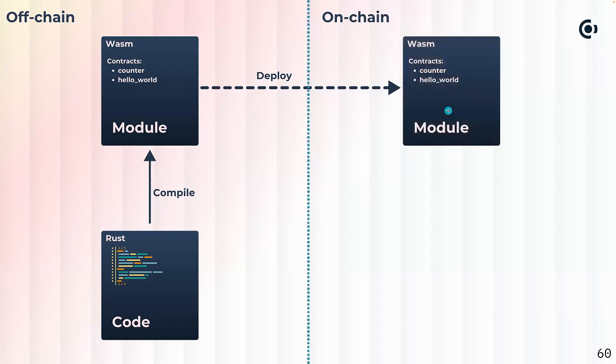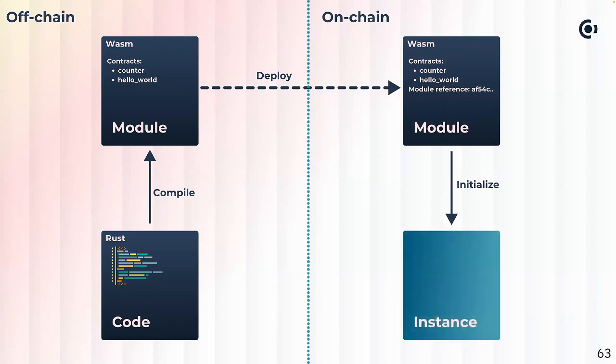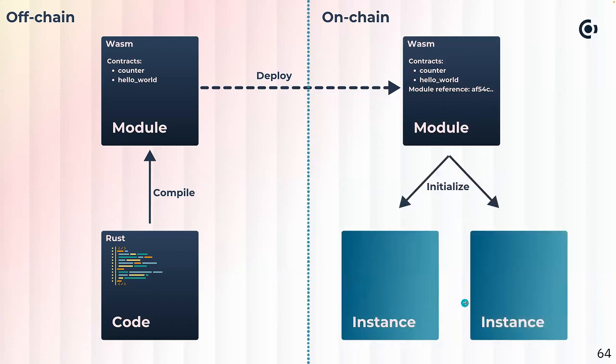So you deploy the module onto the chain, and then it gets a module reference, which you can identify it by, which is a hash of its contents. And then from there, you can initialize one or more instances from this contract. So you can initialize as many as you want. And this makes sense for a lot of different types of contracts. For example, an auction contract, where you can have multiple instances, each representing the bidding for one single item, for example.